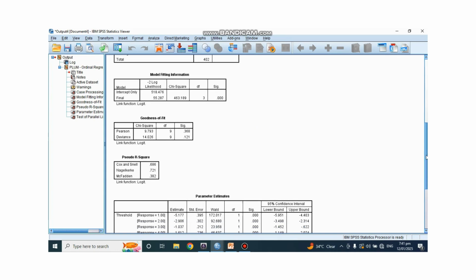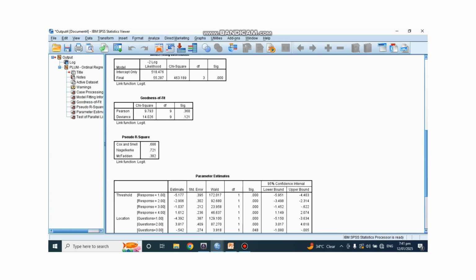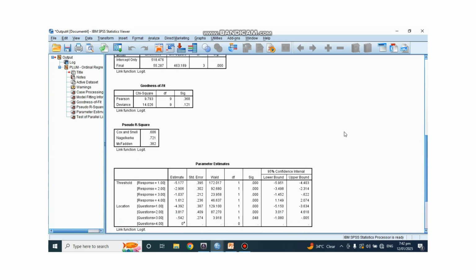Now, looking at the goodness of fit, for both the Pearson and the deviance, we can see that their p-values are greater than 0.05 respectively. So this indicates that the model fits the data well, and there is no significant difference between the observed data and the predicted data. So let's go to the pseudo R-square.